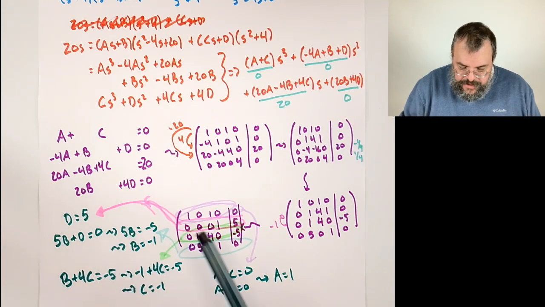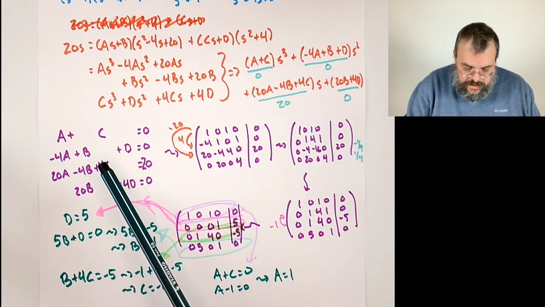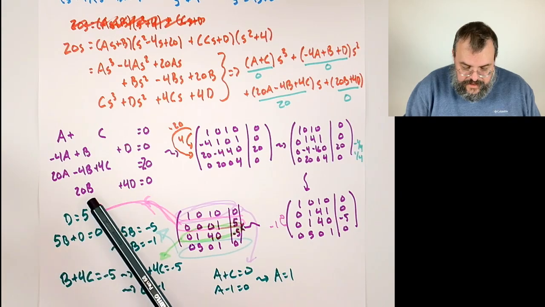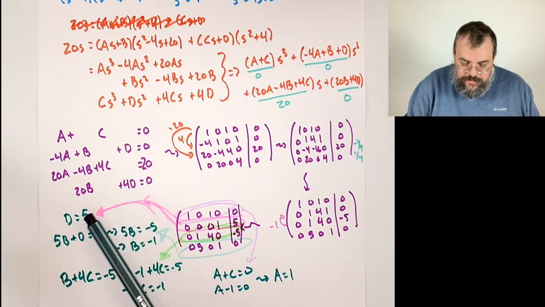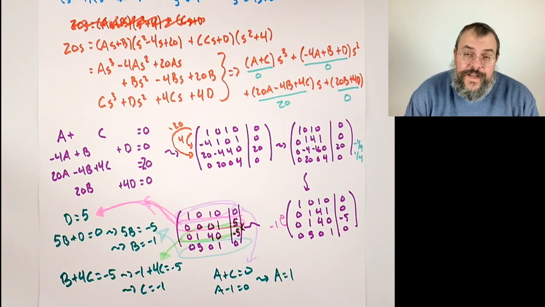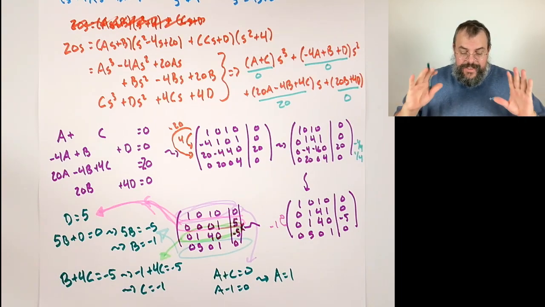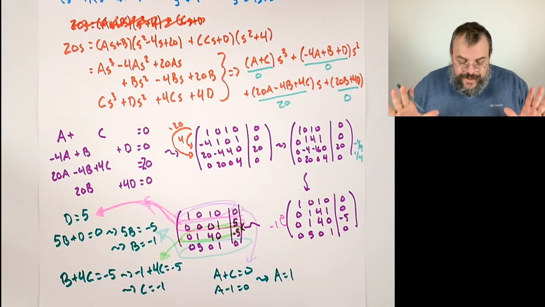So 20a would be 20. Minus 4b would be plus 4. Plus 4c would be minus 4. That equals 20. And then 20 times b would be minus 20. 4 times d would be positive 20. And that gets us to 0 again. So everything checks out. We're good to go.